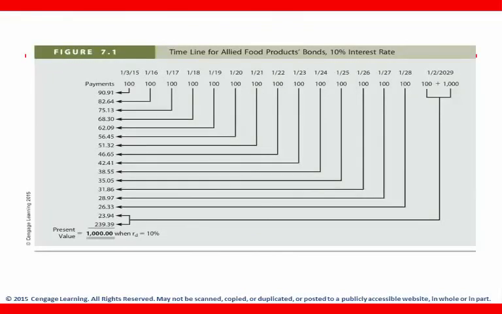So if you look here specifically at figure 7.1, the timeline for Allied Food Products bonds with a 10% interest rate, what you're going to see are all the specific payments and how they were discounted back to the present value. And so if you look, that first payment was discounted from $100 to $90.91, so it didn't have to be discounted that much because it only went back one period. But as you go down, each one's getting discounted back from a further point in time, so it's going to be worth less, except for that last payment.